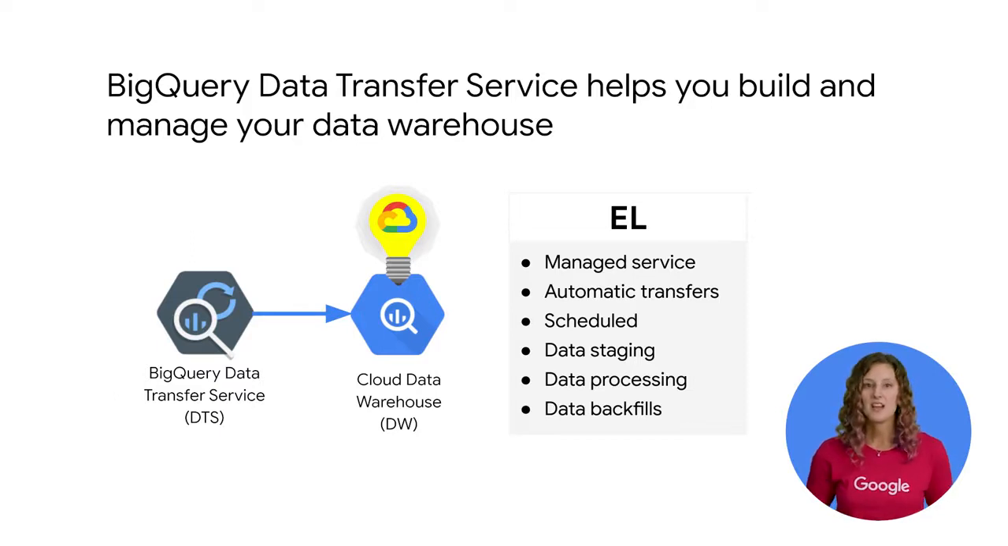The core of DTS is scheduled and automatic transfers of data from wherever it's located, in your data center, on other clouds, in SaaS services. You can get all of that data into BigQuery. Transferring the data is only the first part of building a data warehouse. If you were assembling your own system, you would need to stage the data so that it can be cleaned for data quality, and transformed using ELT, like we talked about before, and processed and put into its final stable form.